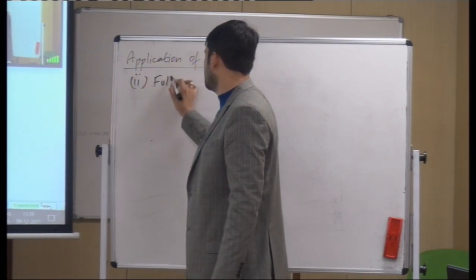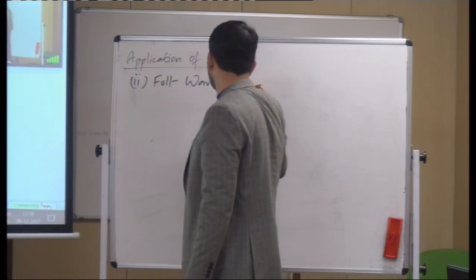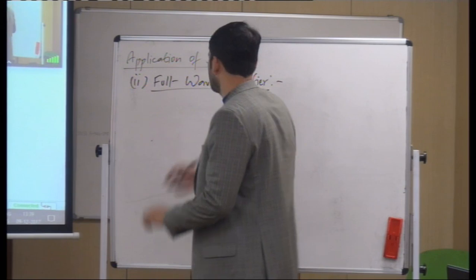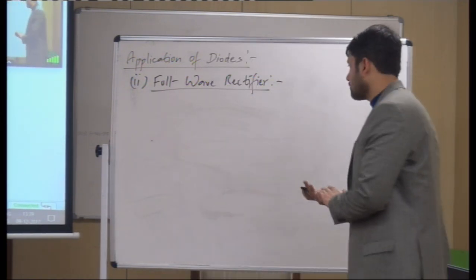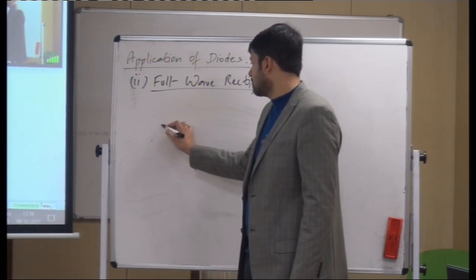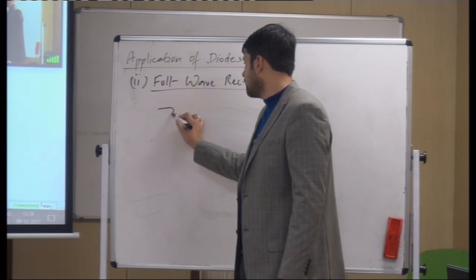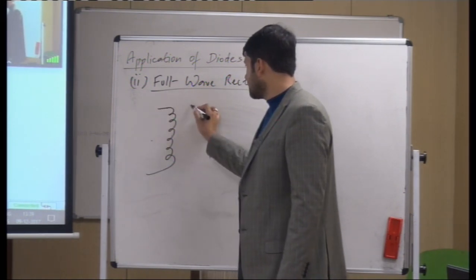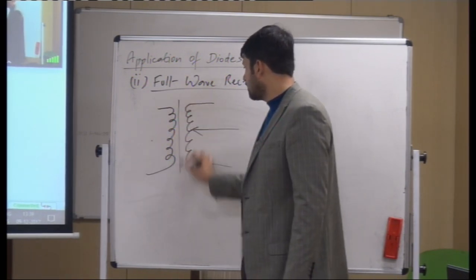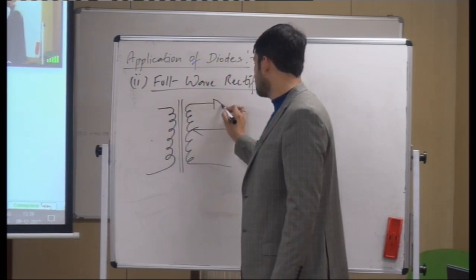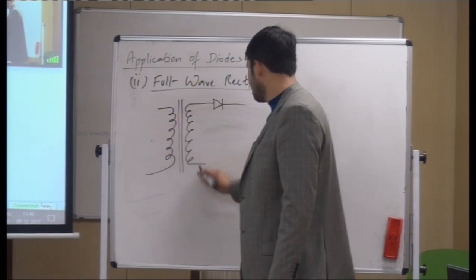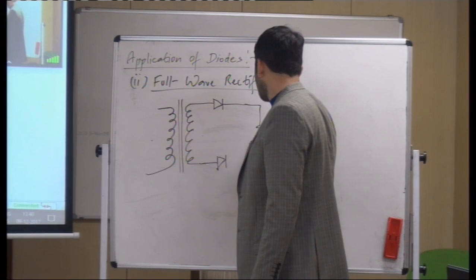Second part is the full wave rectifier. It's quite similar to the previous scenario, except that there is a center tap and two diodes. Why do we need a center tap? Let's first draw the diagram without a center tap. Let's say I draw this.